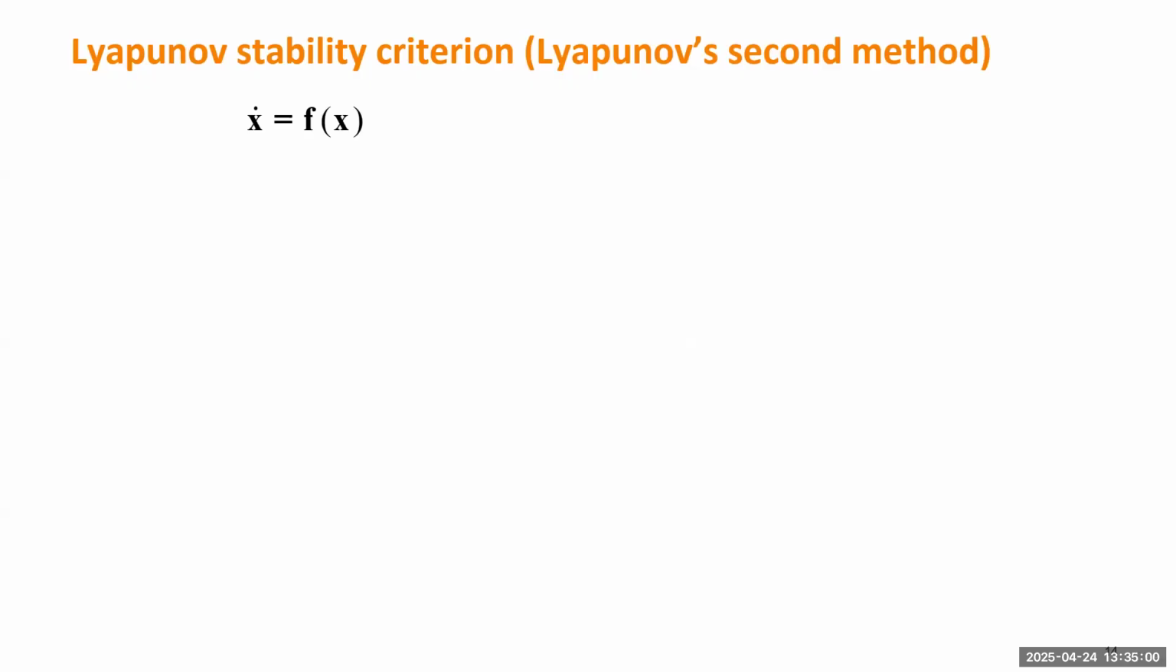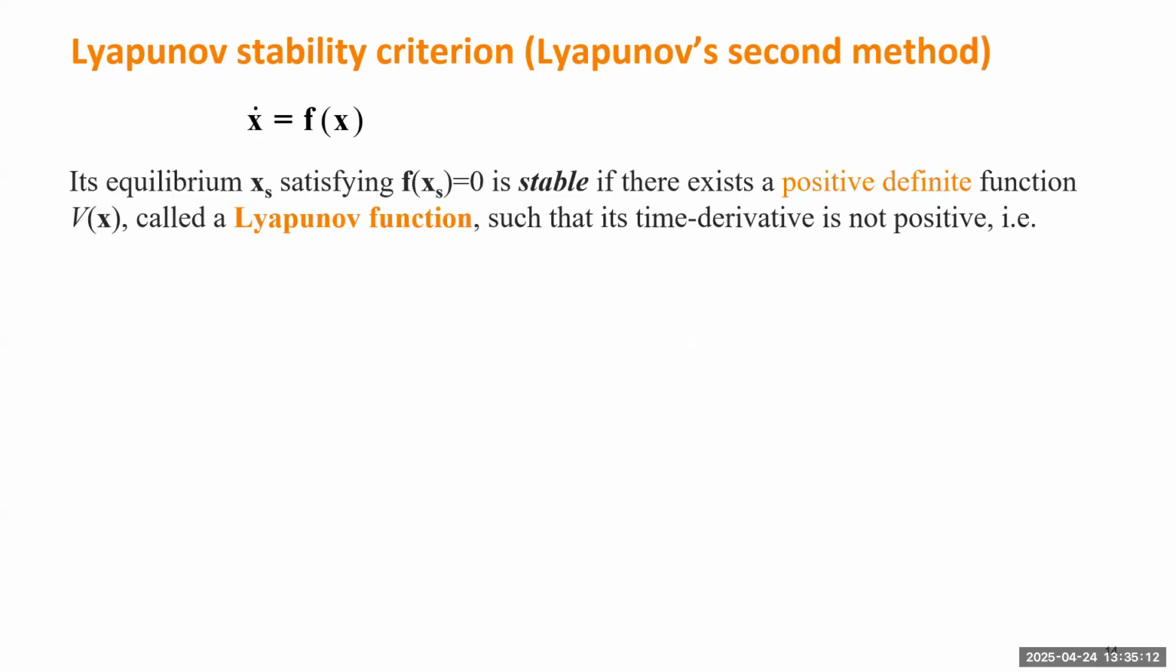How do we judge the stability of the system? We can utilize the Lyapunov stability criterion, which is also called the Lyapunov second method. So we still consider this dynamic system. Its equilibrium x_s is stable if there exists a positive definite function V(x), which we call the Lyapunov function, such that its time derivative is not positive. That is the statement of this Lyapunov stability criterion.